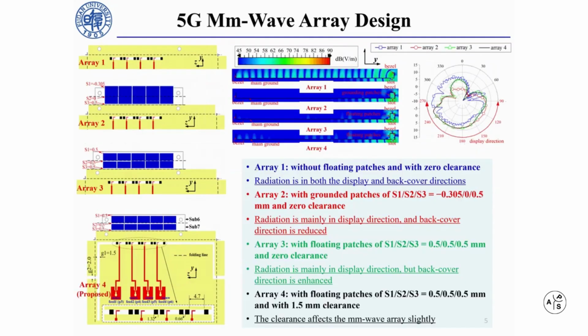Single 5G millimeter wave array design is shown here. For array 1, the radiation is in both display and back cover directions. For array 2, the radiation is mainly in the display direction, and the back cover direction is reduced. For array 3, the radiation is mainly in the display direction, but the back cover direction is enhanced. For array 4, as can be seen, the clearance affects the millimeter wave array slightly.